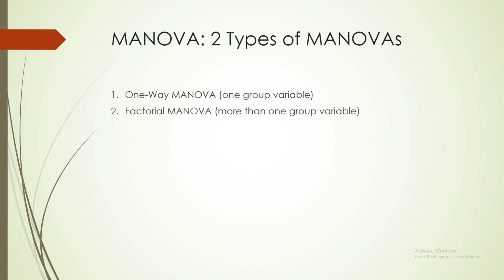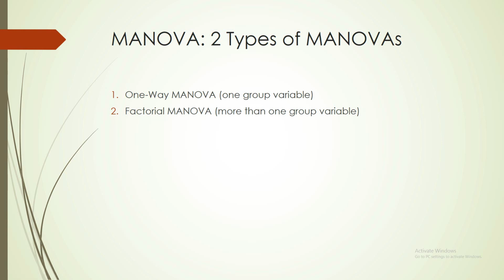Now, there are 2 types of MANOVA. The first one is called the one-way MANOVA, when we are comparing a vector of means, the means of the outcome variables jointly through using one group variable, so that we can compare the mean vectors between the categories of this one group variable only.